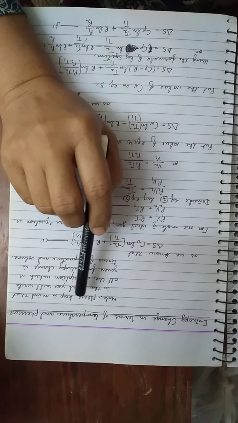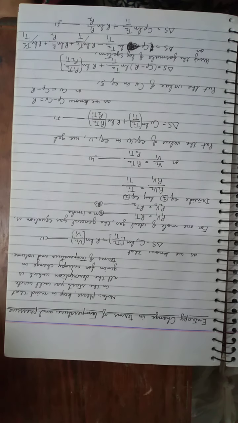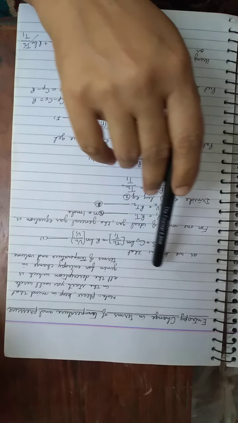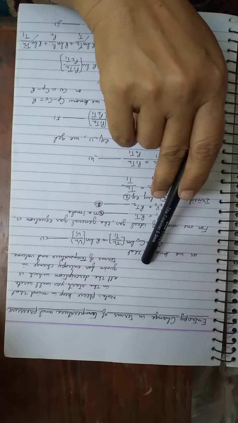Note: please keep in mind that in the start you will write all the description which is given for entropy change in terms of temperature and volume. So you will write above this all this description here.